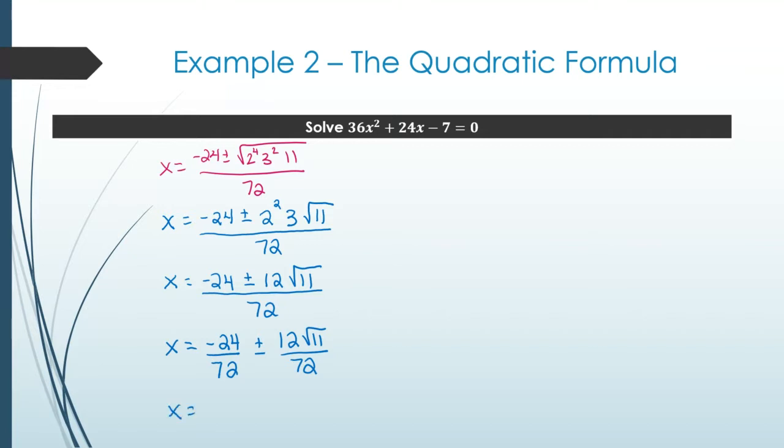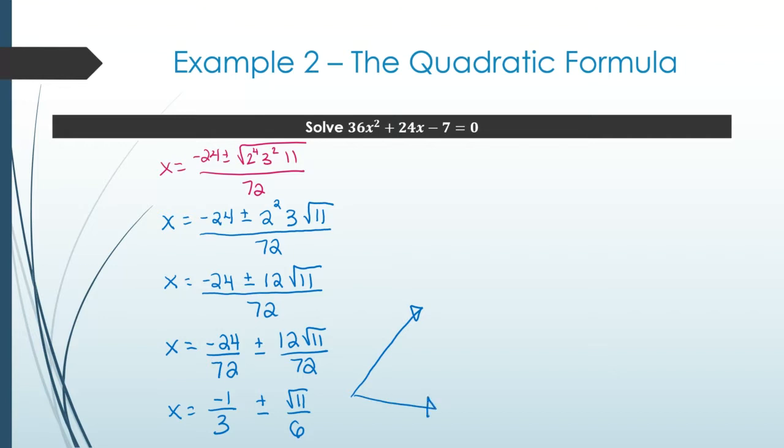So negative 24 over 72. 72 is divisible by 24. So that would be negative 1/3, because 72 divided by 24 is 3. So that reduces. And then 12 also goes into 72. That should give us 6. So that's plus or minus square root 11 over 6.